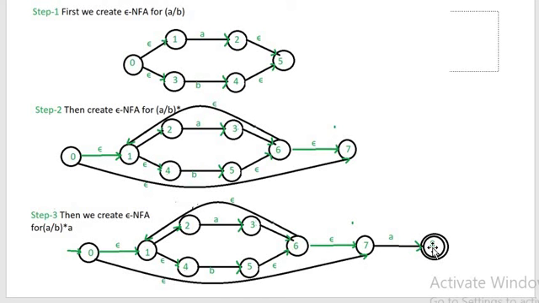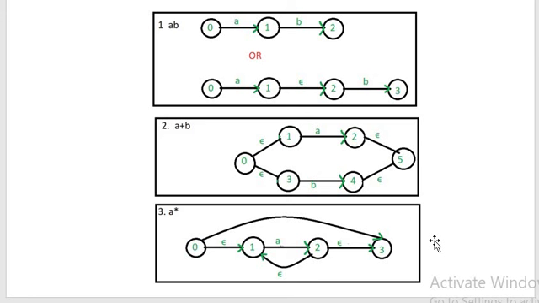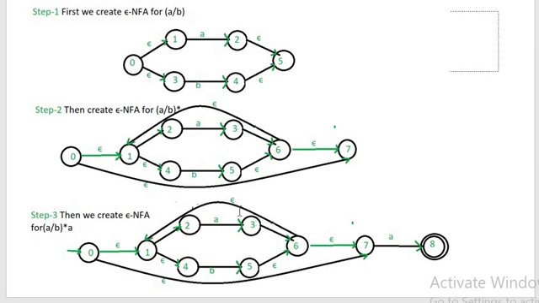Okay, hope you can understand with this how to convert from regular expression to NFA. Once again I am repeating: for A, B regular expression, we can draw this NFA. States indicate A, B, epsilon is allowed, union, concatenation, union, closure. In this way we can convert from regular expression to NFA.